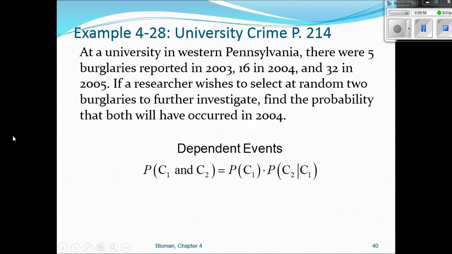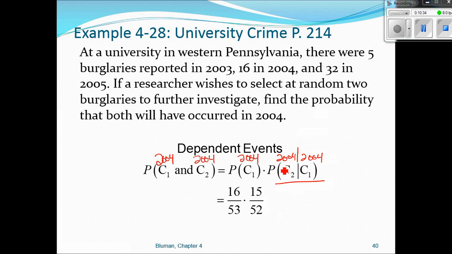So this is the probability of picking one from 2004 and another from 2004. That's the probability of 2004 times the probability of 2004 given the first one was 2004. The probability of picking a case from 2004: there were 16 of them out of a total of 53. But once we pick that one, there's not 16 from 2004 anymore, there's only 15. And there aren't 53 total files, there's only 52. So that's what this part turns into.